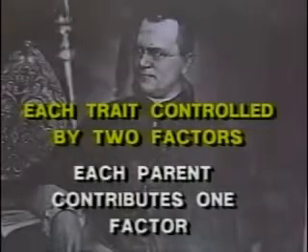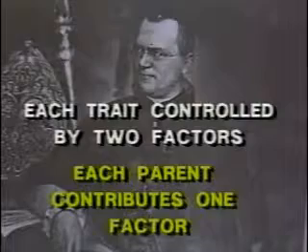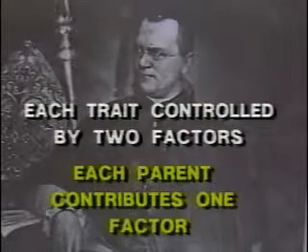Mendel believed that every trait was controlled by two factors, and that each parent contributed one factor for each trait. In Mendel's pea plant experiments, one parent plant contributed a factor for tallness, and the other parent plant contributed a factor for shortness. But one factor showed up more than the other. How do you think Mendel explained this?